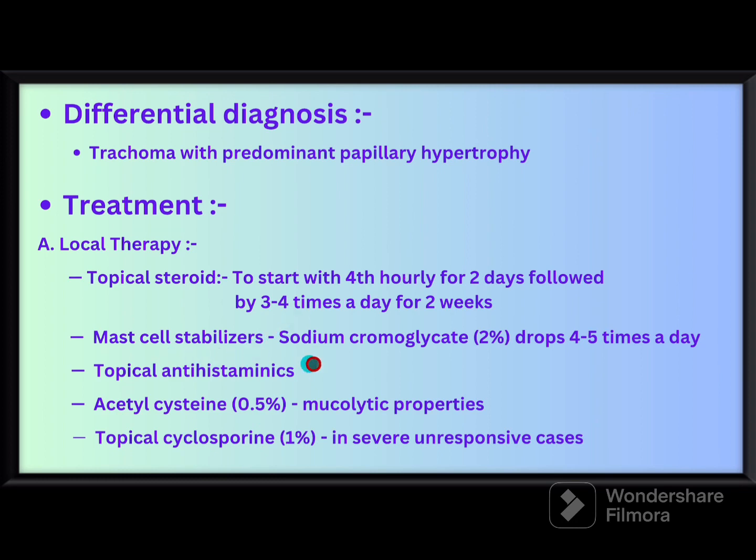Then what is the next one? The next is mast cell stabilizers. What are the mast cell stabilizers? They are sodium cromoglycate 2% drops. How do you give it? 4 to 5 times a day, especially in atopic cases, right? Coming to acetylcysteine now. Acetylcysteine has mucolytic properties, so you will give 0.5% acetylcysteine for the treatment of early plaque formations. Topical antihistaminics are also quite effective. How about topical cyclosporin? You can use it in severe unresponsive cases.